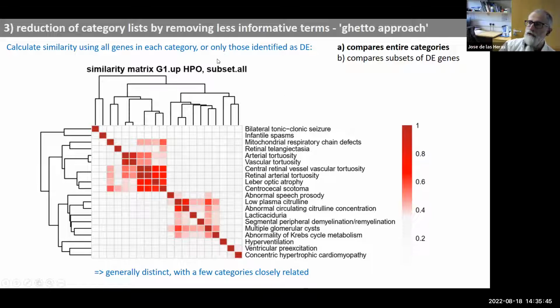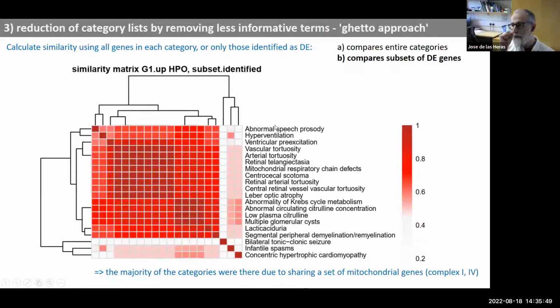This is when you look at all of the genes in the category. But if you do the same, looking at only the genes that were identified in each category, then you sometimes get something like this, where you find that all of these categories essentially were picked up because they all contain various numbers of genes, but they all share a core of genes that are mitochondrial genes. And those were the ones that appear to be misregulated in this particular condition.